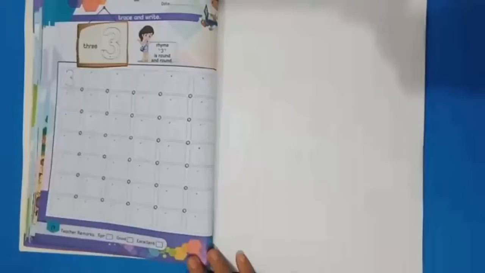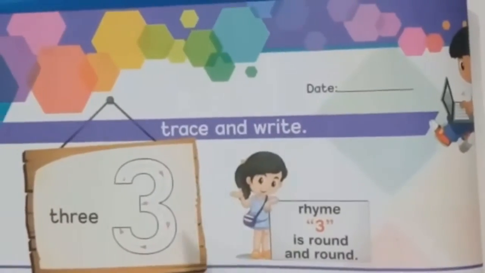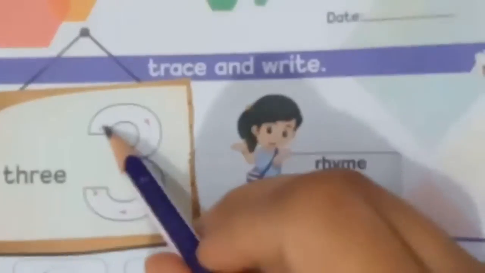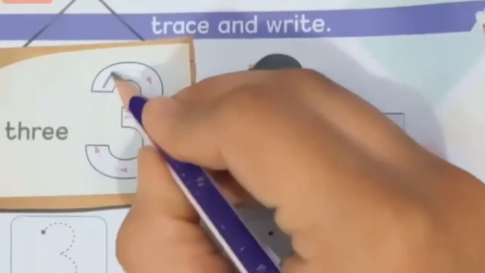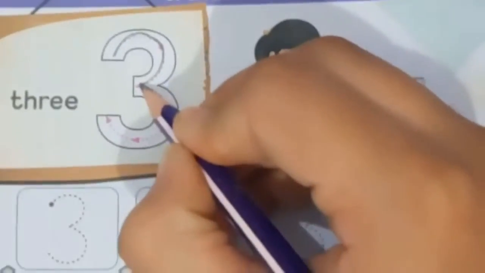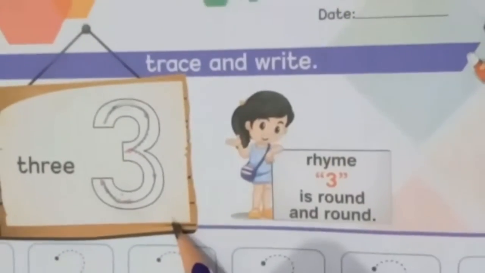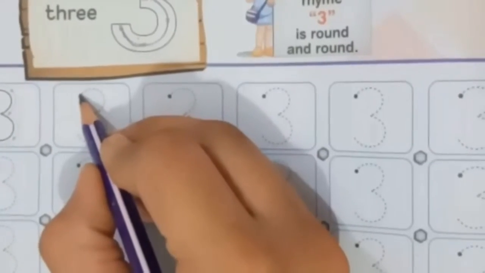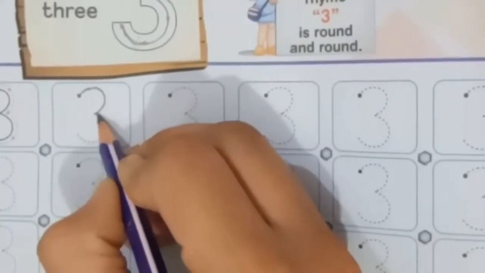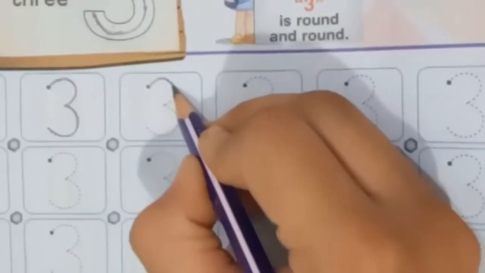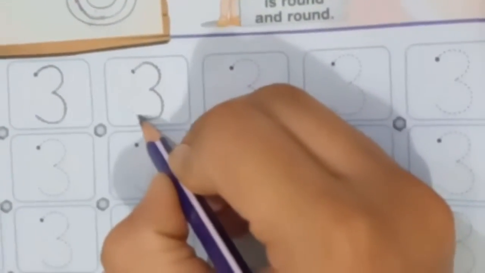Now turn and open page number 17. Trace and write. Trace the number 3. Start from dot. 3 is round and round. This is number 3. Look at here. Start from dot. 3 is round and round.